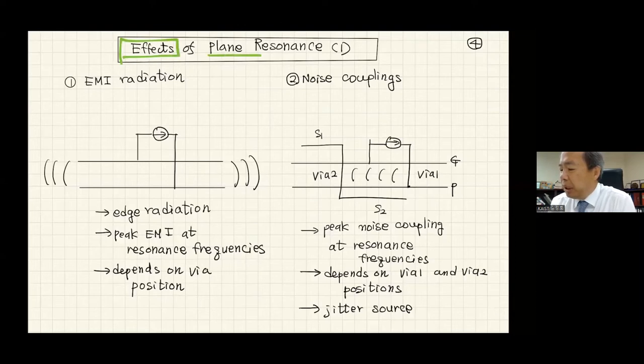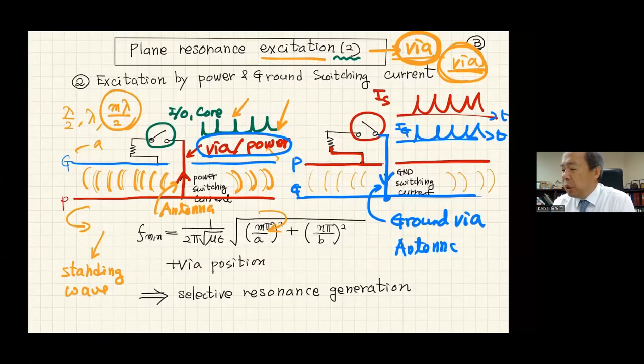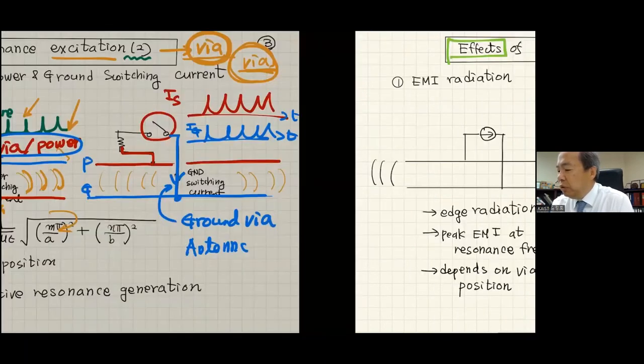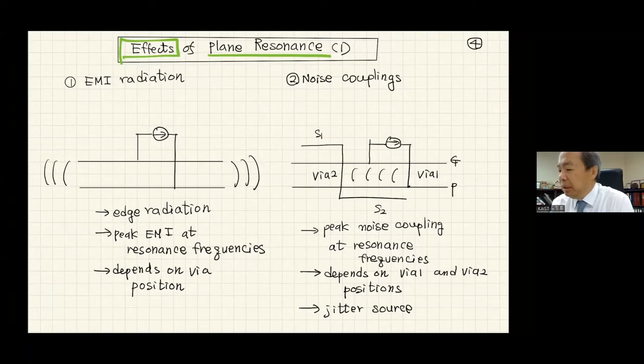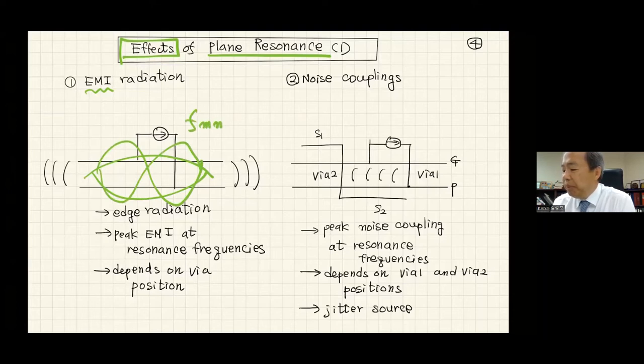Now, I would like to continue my class to the next subject: effects of power ground plane resonances. In the previous slides, I was talking about the source of power ground plane resonance excitation. Now I would like to move on to the effect of these power ground plane resonances. Number one is the EMI radiation. There will be a standing wave depending on resonance frequencies. We may have very different field distributions, but at the end, because these are open terminations, voltage will be maximum and current will be minimum. That is the condition of open terminations. In circuit theory as well, if you have an open circuit, voltage will be there, but current will be zero. That is the definition of open termination.